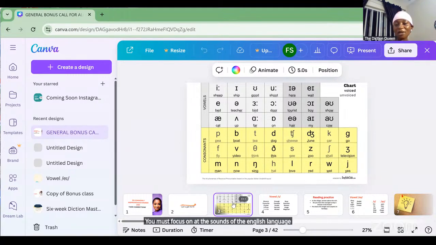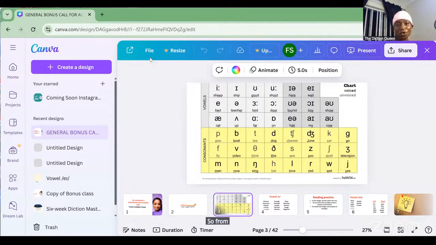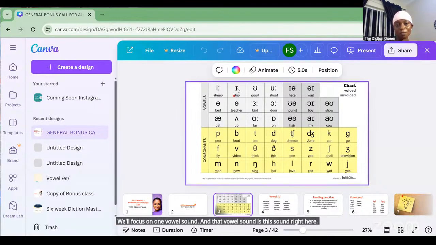And right now on my screen, I have what I call the IPA chart. It can also be called the phonemic chart. From this chart tonight, we will focus on just one sound, one vowel sound, and that vowel sound is this sound right here. I believe you can see my spotlight.